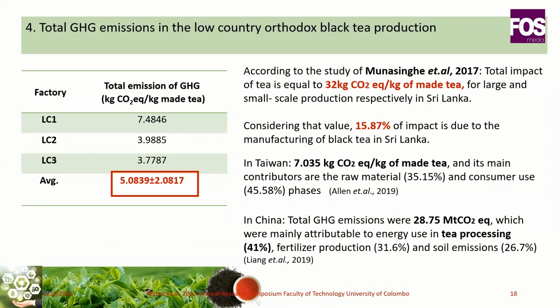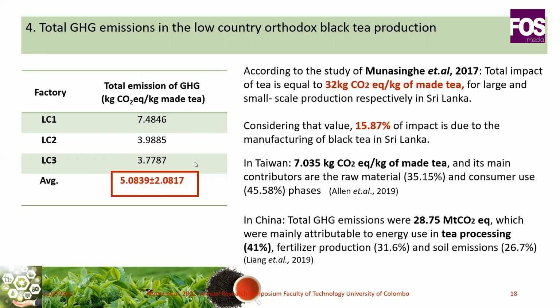Finally, for the total greenhouse gas emissions in low country orthodox black tea production, we were able to calculate the average value as 5.08 with a standard deviation of 2.0 for the low country orthodox black tea production.